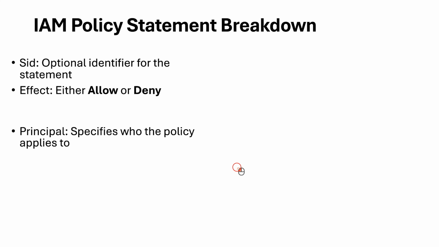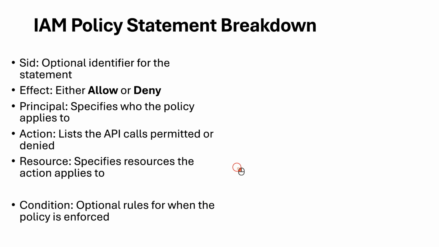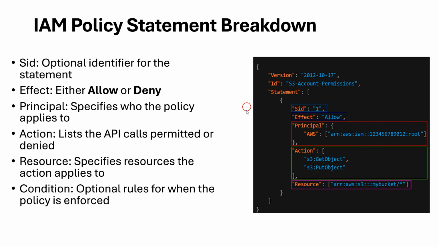Okay, so we'll go through each and every field inside the statement and understand how they work. First, you will have SID, effect, principal, action, and resource. And optionally, you can have condition also. Now I have zoomed in on the statement section only here. If you see the statement section, you have SID. SID is nothing but an optional identifier for the statement. You can have multiple statements, so to uniquely identify a particular statement, you can give it an ID.